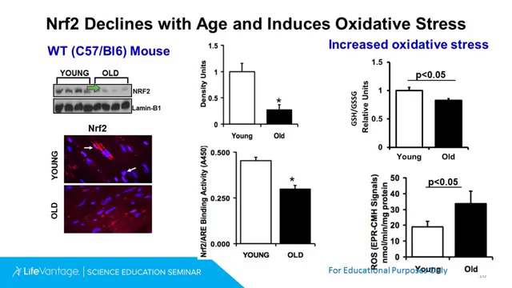One of the things that's been proven is that NRF2 declines with age, and therefore oxidative stress causes more damage. So why is that? Nobody's completely sure why NRF2 goes down, but it seems to become less and less active.